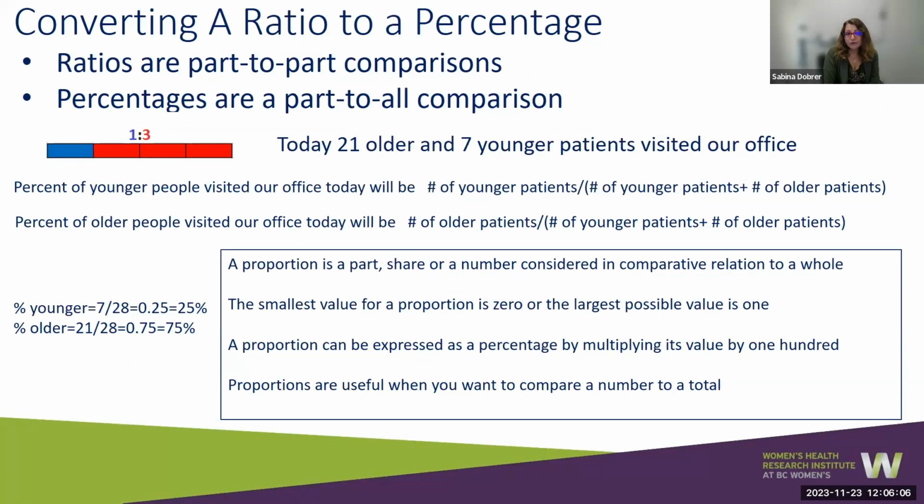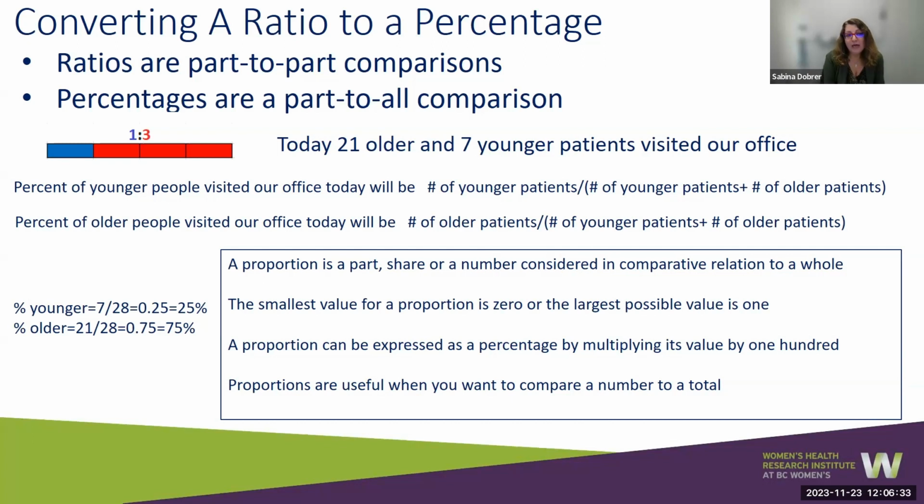So another important understanding is of ratios, how ratios are different from percentages, and how we can transfer from ratio to percentage. When we're talking about ratio, we're actually calculating a part-to-part comparison, younger people to older people that come to our office. When we're talking about percentages, we're comparing part to all.